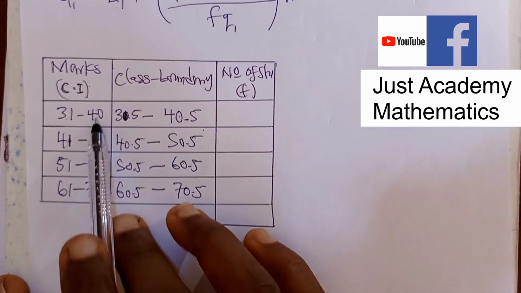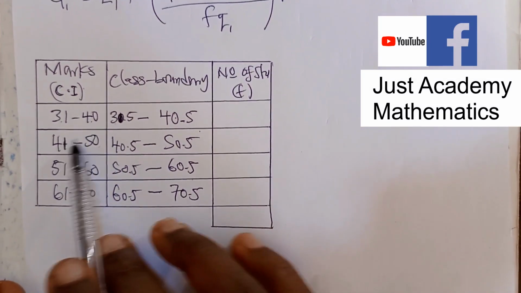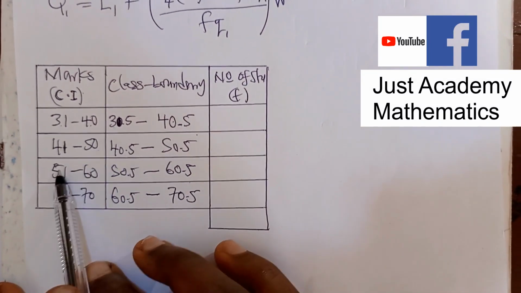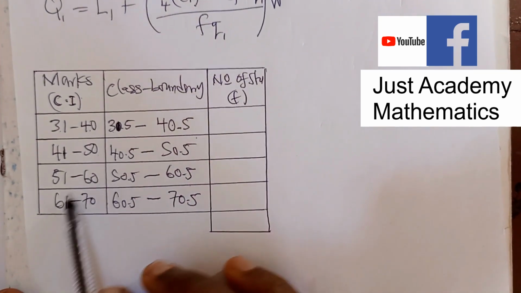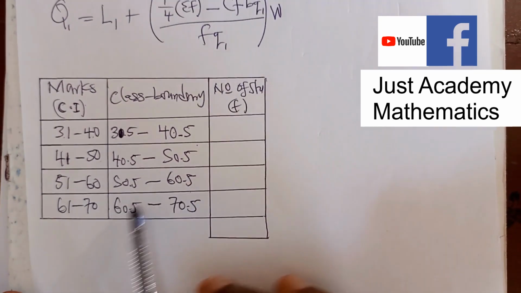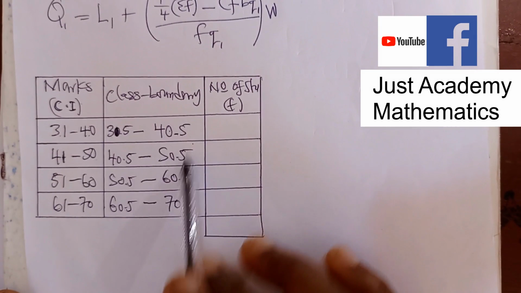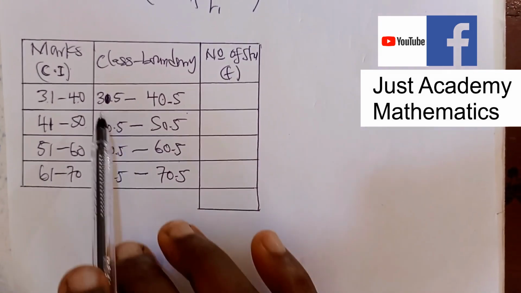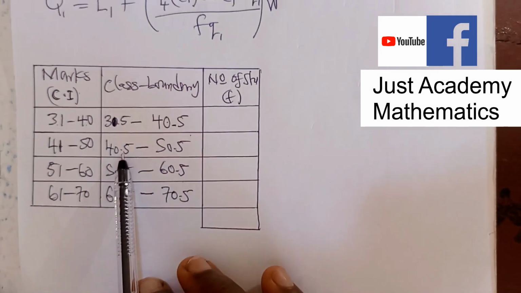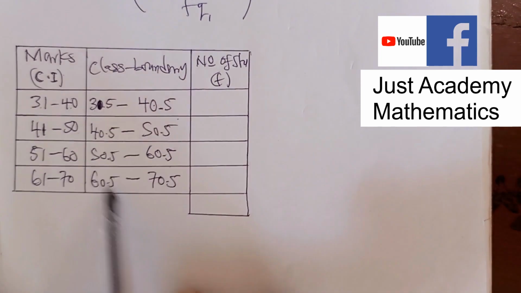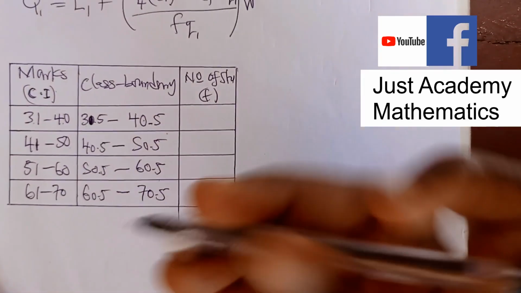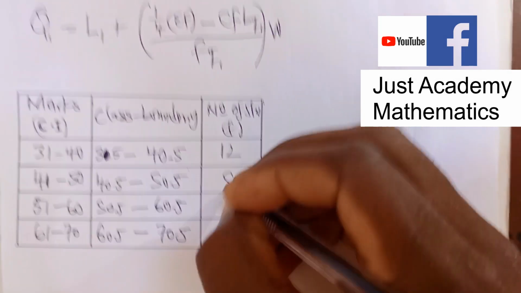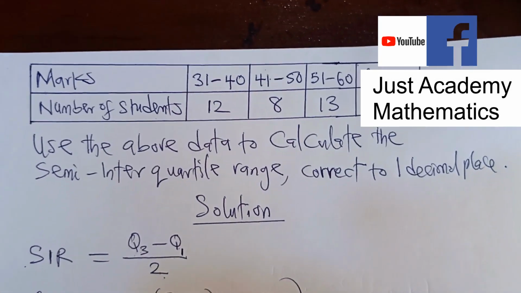So this plus this, 81 divided by 2, 40.5. This plus this, 101 divided by 2, 50.5. This plus this, 121 divided by 2. So that is it. This is the class boundary: 30.5 to 40.5, 40.5 to 50.5. This is what we call the class boundary. Frequency is already given there. For frequency, we have 12, 8, 13, 7.